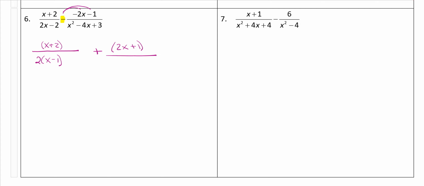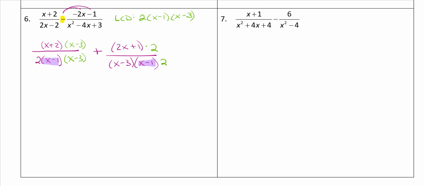Now, we do need to factor the denominator. So this would be x minus 3 times x minus 1. So again, thinking through our least common denominator, we need a 2 and an x minus 1. We'll notice that they have the x minus 1 in common. So the only thing else we need is the x minus 3. So this first 2 times x minus 1 is missing the x minus 3, so we're going to need x minus 3 on top and on bottom. And the second one is missing the 2, so we're going to have 2 on top and bottom.